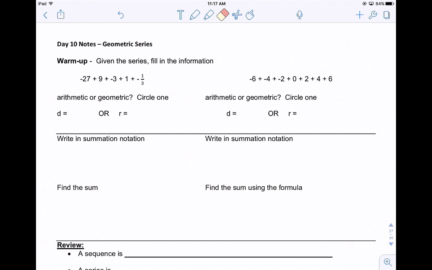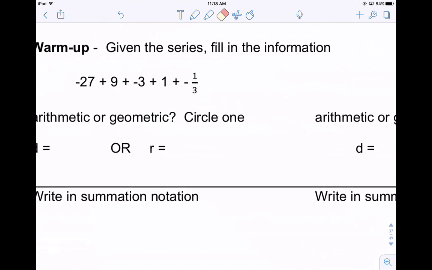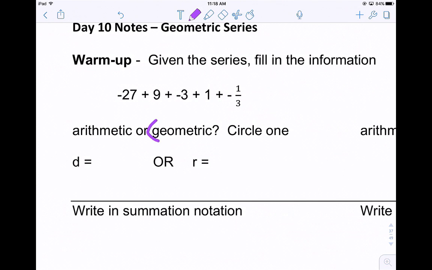Today we're going to look at geometric series. For the warm-up, given the series, fill in the information. So the first one, arithmetic or geometric, you should be able to tell by now this is geometric. So it has a common ratio. To find the common ratio, take any number, divide by the one before it, so it's negative 1/3.